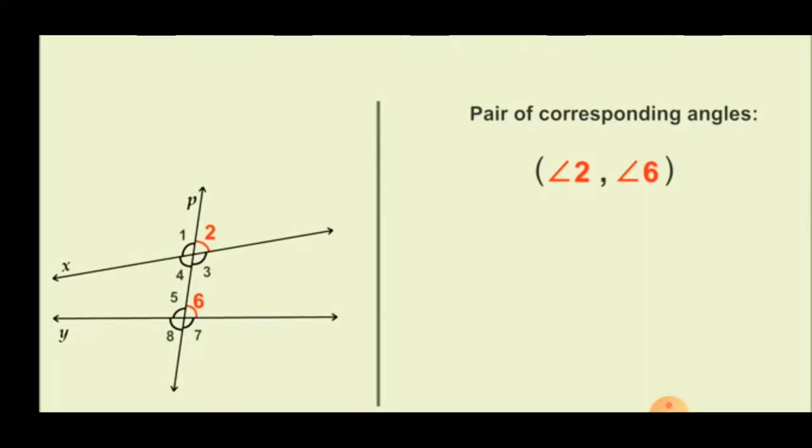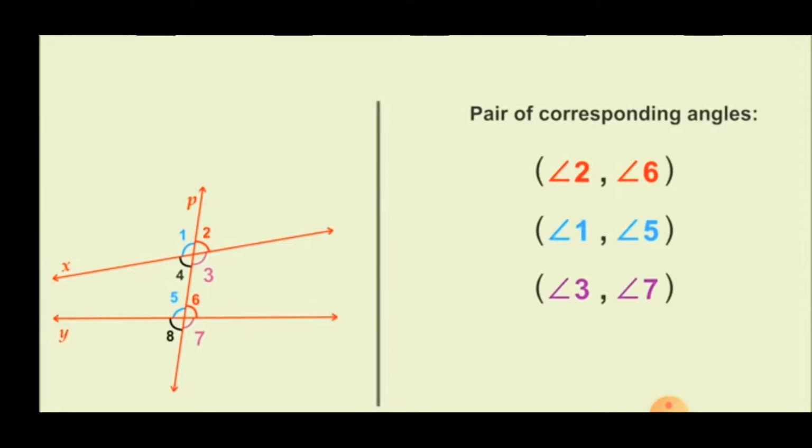We can also say that in the pair of corresponding angles, one of the angles lies in the interior part and the other in the exterior part of the two straight lines which are intersected by the transversal line. There are many more pairs present other than this which satisfy the same condition of corresponding angles, and these are angles 1 and 5, 3 and 7, and lastly 4 and 8.